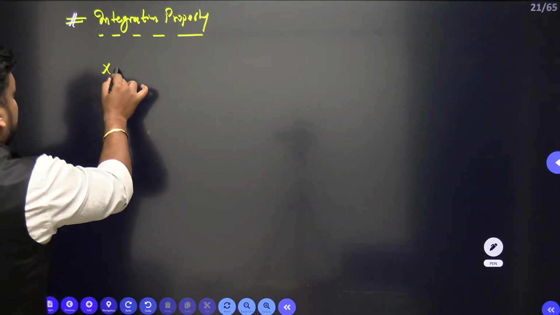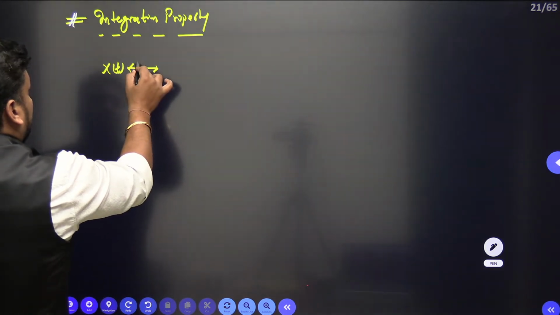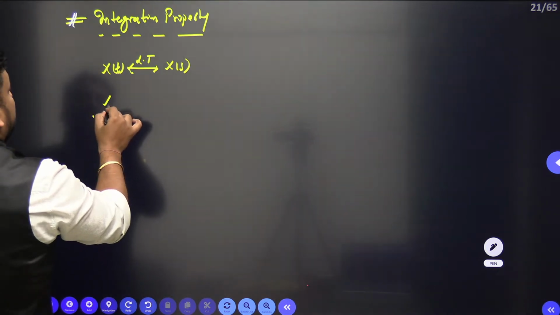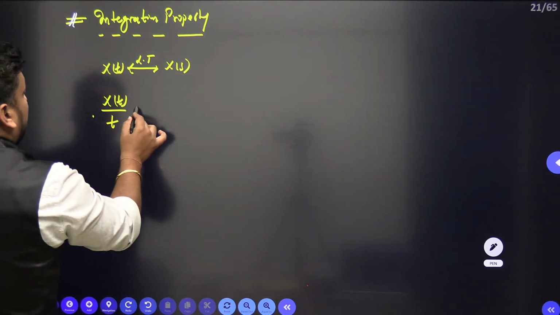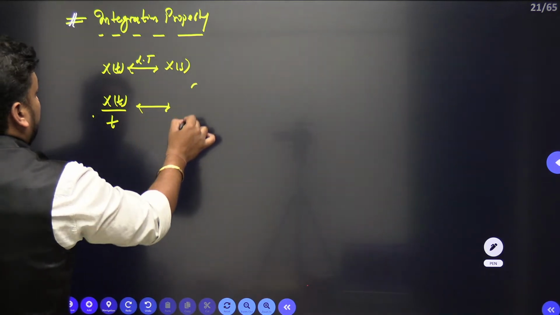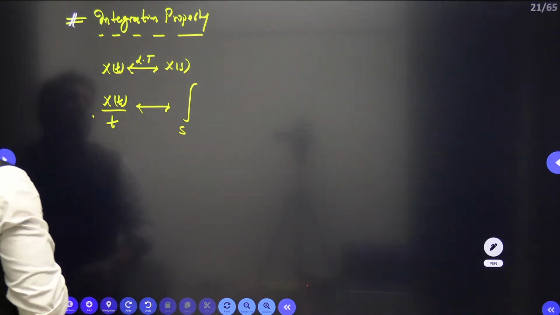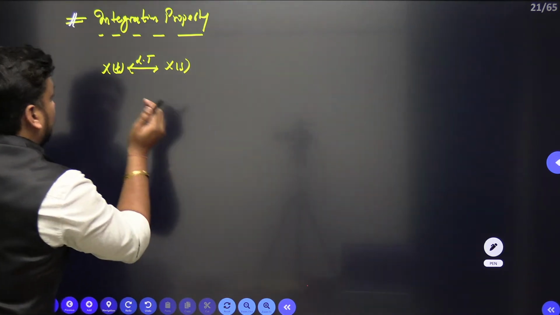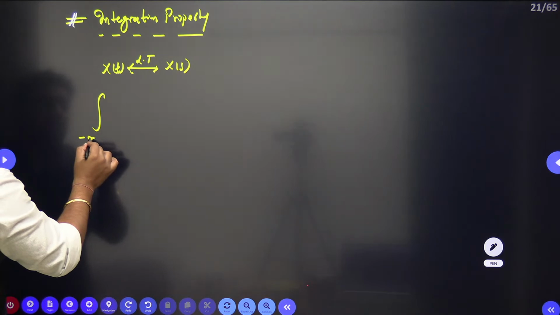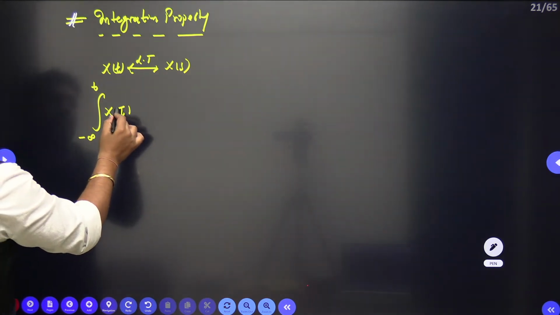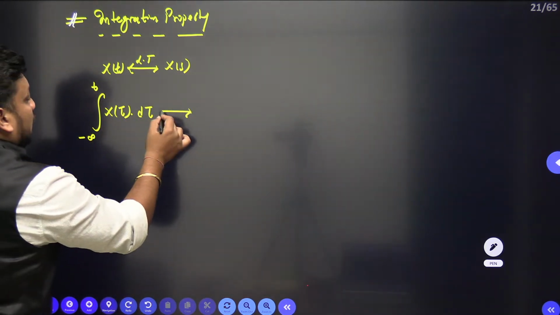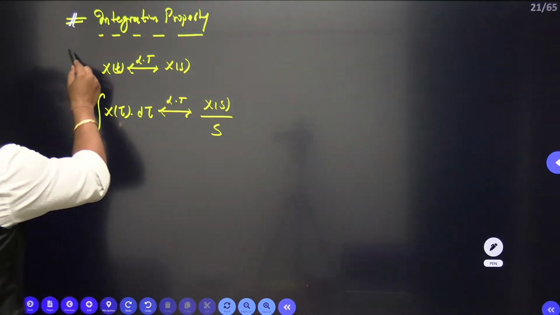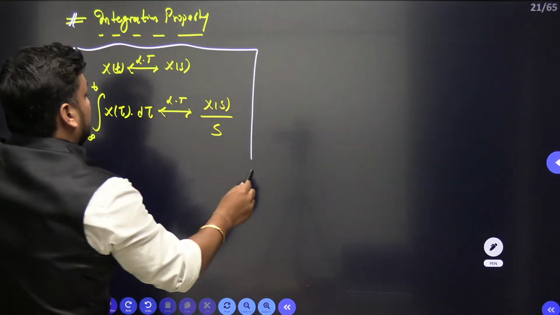The integration property says that if x(t) has the Laplace transform X(s), then the integral of x(t) has the Laplace transform... this is integration in frequency actually, I am talking about integration in time right now. So the integral from minus infinity to t of x(tau) d tau has the Laplace transform X(s)/s. So this is integration in time, Laplace transform.